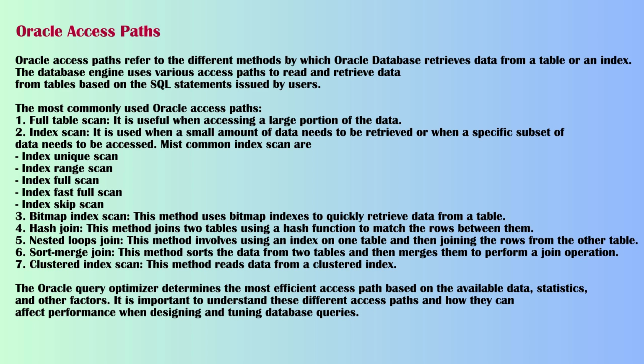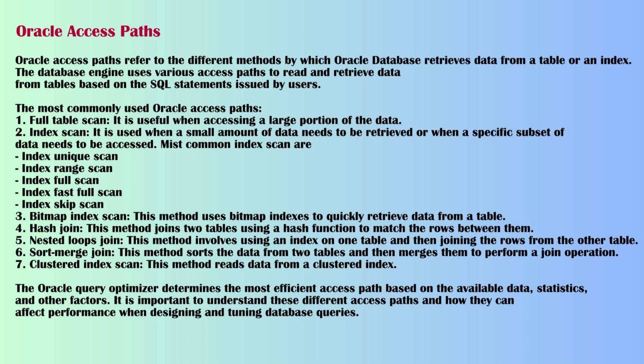Probing. The database system reads the data from the smaller table, known as the build table, and probes the hash tables in memory to find matching rows. The probing process compares the hash values of the join columns in the build table with the hash values in the hash tables to identify matching rows.